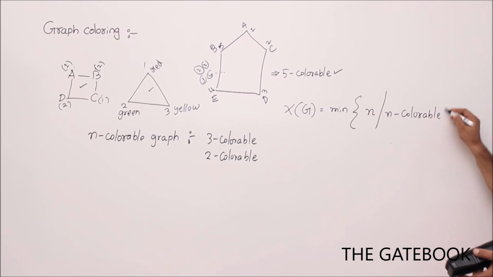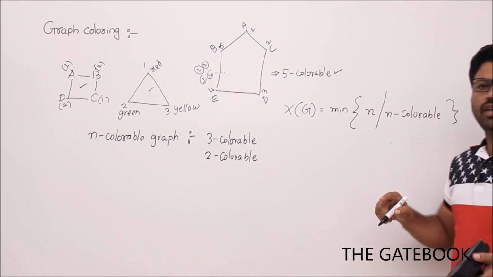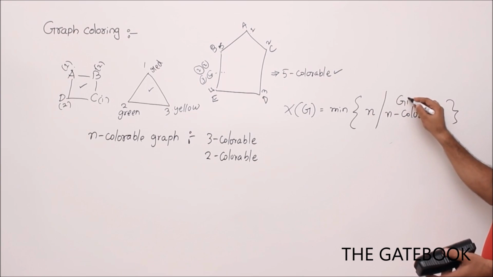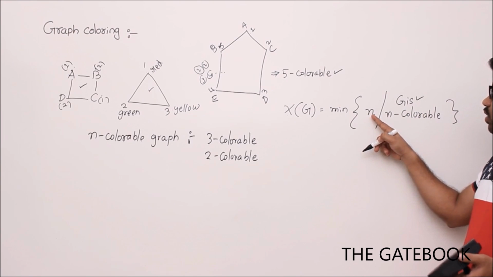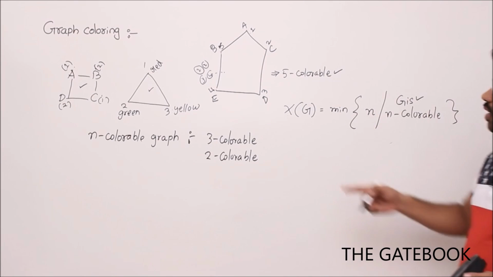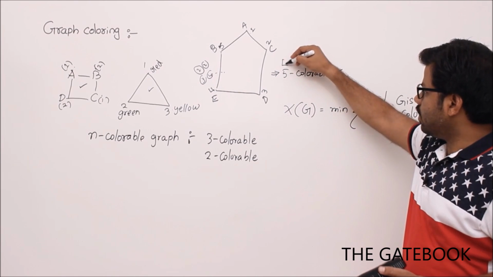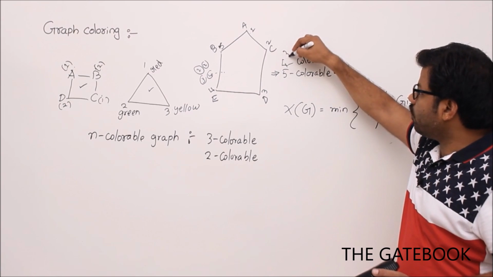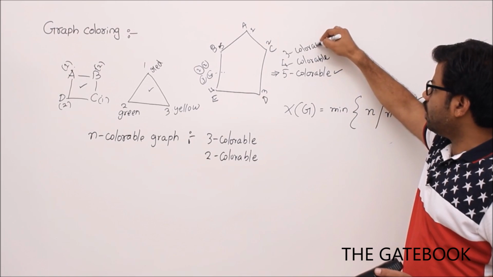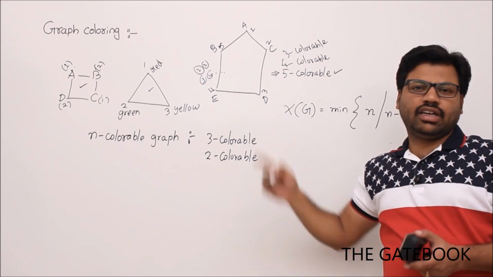Whenever your graph is n colorable, pick that n, and you will get so many n's. For example, this graph is 5 colorable and this graph is 4 colorable. That means with 4 also I can color it. This graph is actually 3 colorable. You try it, then you can get it with 3 colors.